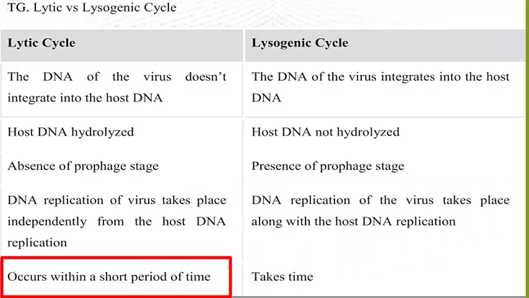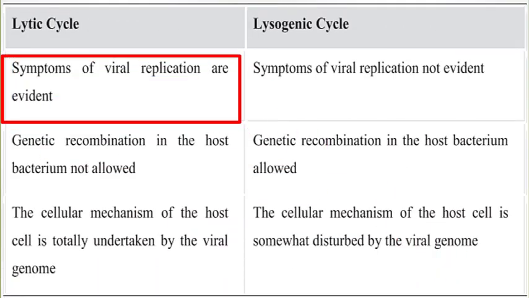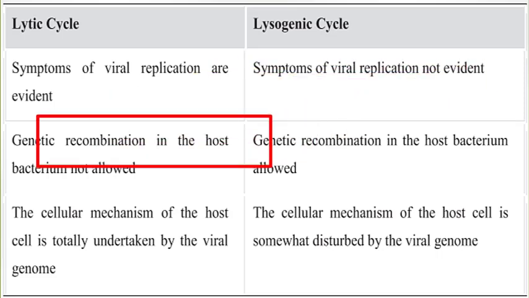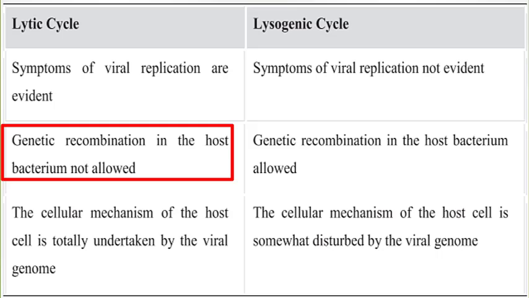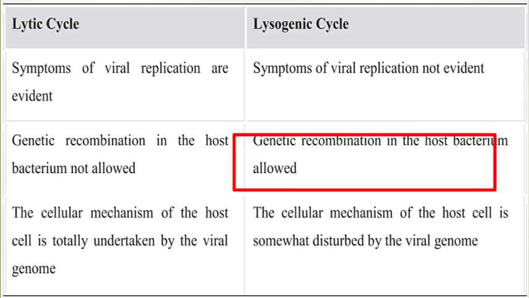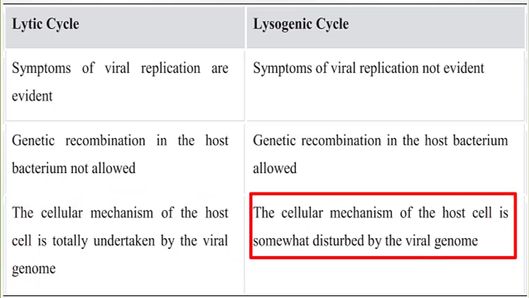The lytic cycle occurs within a short period of time. The lysogenic cycle takes time. In the lytic cycle, symptoms of viral replication are evident, but in the lysogenic cycle, symptoms of viral replication are not evident. In the lytic cycle, genetic recombination in the host bacterium is not allowed, but in the lysogenic cycle, genetic recombination in the host bacterium is allowed. In the lytic cycle, the cellular mechanism of the host cell is totally taken over by the viral genome. But in the lysogenic cycle, the cellular mechanism of the host cell is somewhat disturbed by the viral genome.